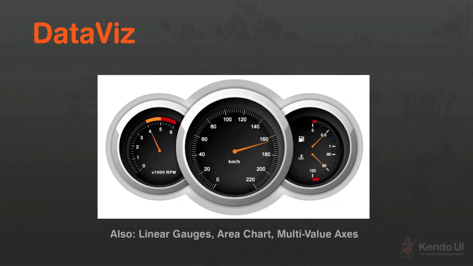But in this release, we introduced two new gauges to Kendo UI Data Viz, the Kendo UI radial gauge and the accompanying linear gauge. This builds on top of the existing chart types that we've already provided in Kendo UI Data Viz. And as well in this release, we introduced another new chart type, the area chart, and the associated stacked area chart.